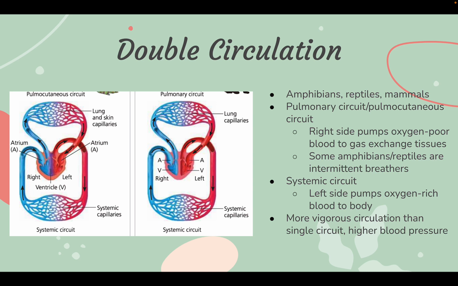Since we have these two separate circuits, we have more vigorous circulation than single circulation, and thus higher blood pressure.